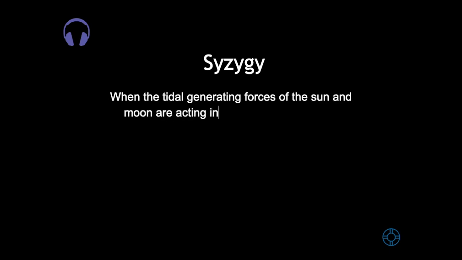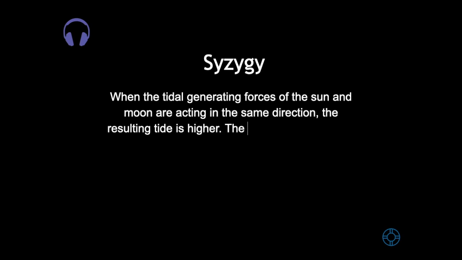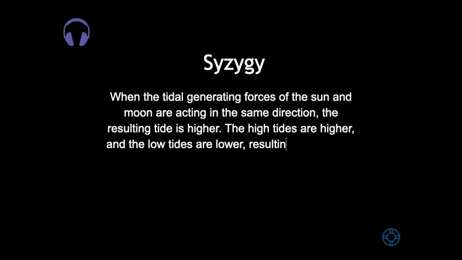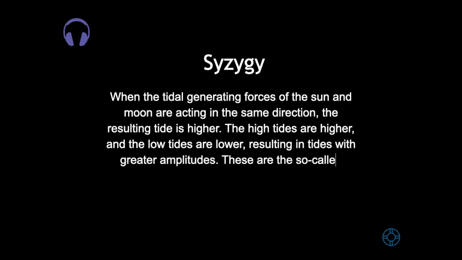This is a nice spelling word, syzygy. When the tidal generating forces of the sun and moon are acting in the same direction, the resulting tide is higher. The high tides are higher and the low tides are lower, resulting in tides with greater amplitudes. These are the so-called spring tides.